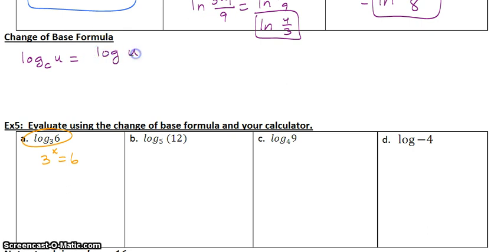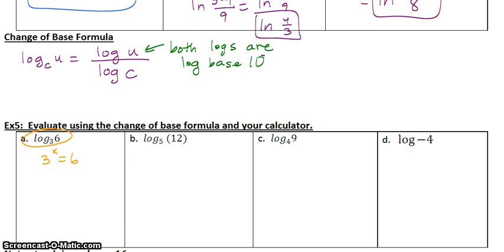This changes into log of u divided by log of c. And notice that what I've done right here is both of these are base 10. Both logs are log base 10, and the reason I wanted to do that is because log base 10 I can type into my calculator.